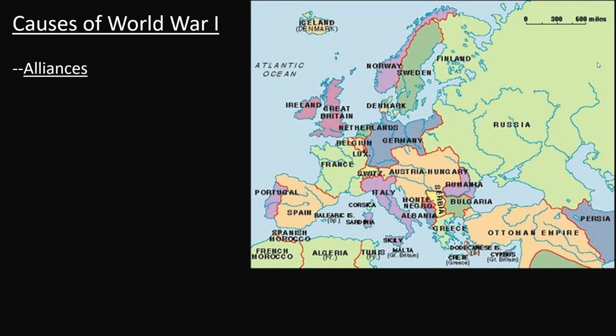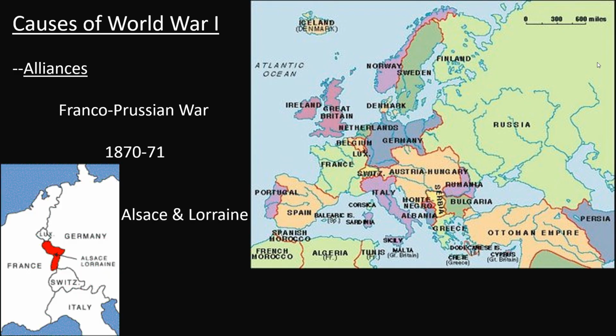Germany and France had fought in the Franco-Prussian War back in 1870 to 1871, and Germany won. Germany beat France and took some of France's territory called Alsace and Lorraine. So they fought this war, it's over, and Germany gets some of their land, Alsace and Lorraine.